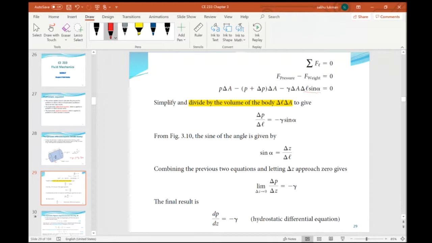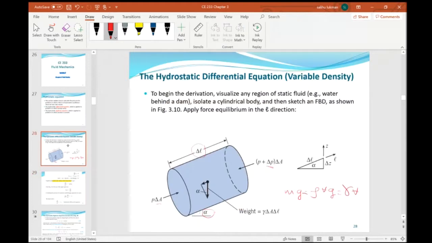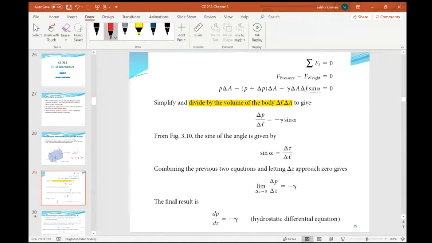We can simplify this equation by dividing by the volume, delta L delta A. When we divide by delta L delta A, which is the volume of the fluid element, we are left with delta P over delta L equals minus gamma sine alpha. And from the figure, sine of the angle is simply delta Z over delta L, because sine is opposite over hypotenuse. Combining the previous two equations and letting delta Z approach 0, the angle is going to be very small.